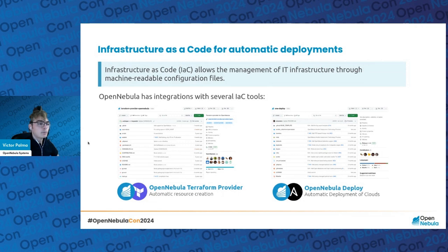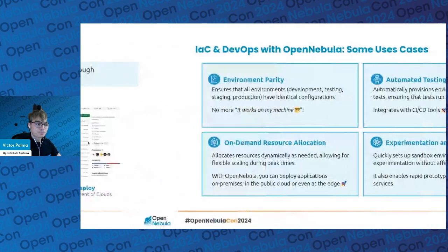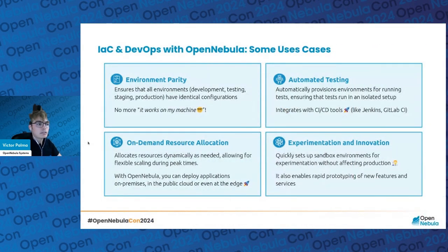And then we have the OpenNebula Deploy, or OneDeploy, that facilitates the automatic deployment of clouds, helping to streamline the setup of complex environments through Ansible playbooks. You can see here both repositories, both of them are public, so I encourage you to participate in both of them. So let's dive into some specific use cases where IaC and the best practices with OpenNebula really shine.